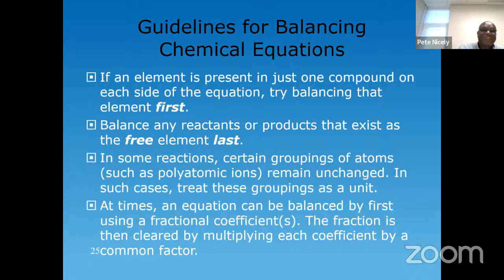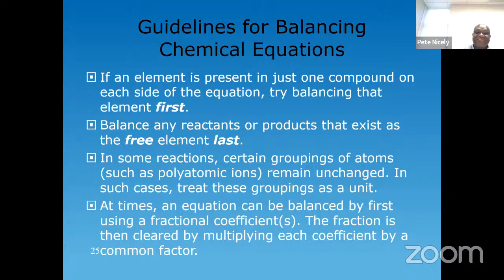So the first guideline here is that if an element is present in just one compound on each side of the equation, try balancing that element first, all right? The second guideline is that you balance any reactants or products that exist as a free element last. So we're talking about elements like oxygen, nitrogen, and so on. You try to balance those last. In some reactions, certain groupings of atoms, such as polyatomic ions, remain unchanged. So in those instances, you can treat those groupings as a unit.